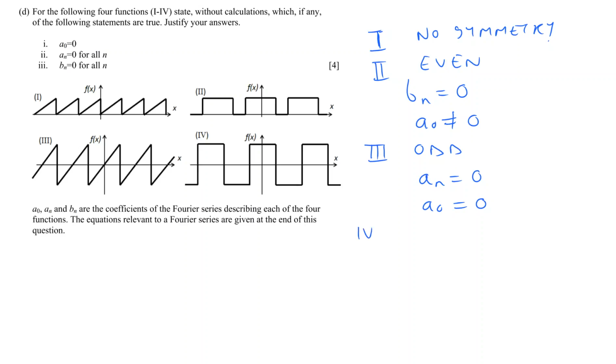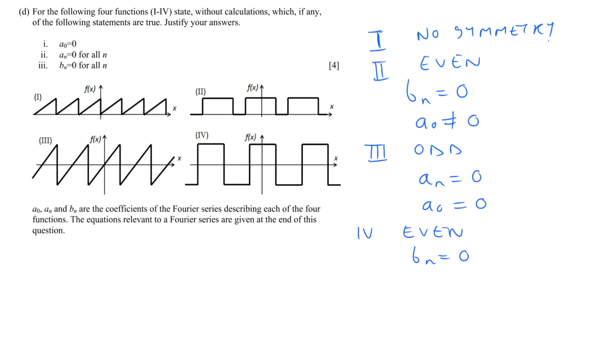For the final function, function number 4, we can see that this is again an even function. And so as before, we can conclude that Bn has to be equal to 0 for all values of n. There can be no sine components in this function because sines always have an odd symmetry.